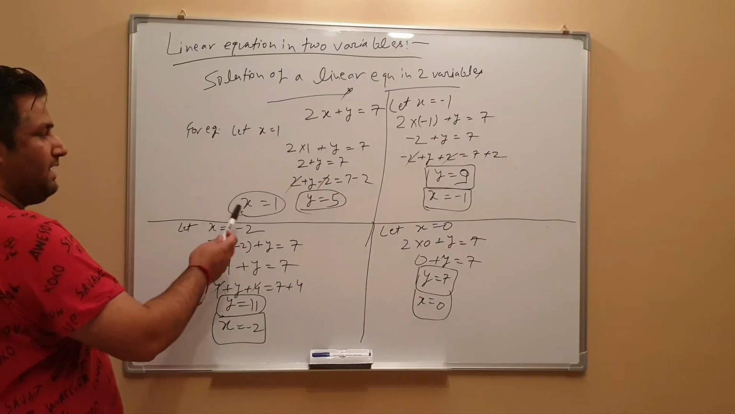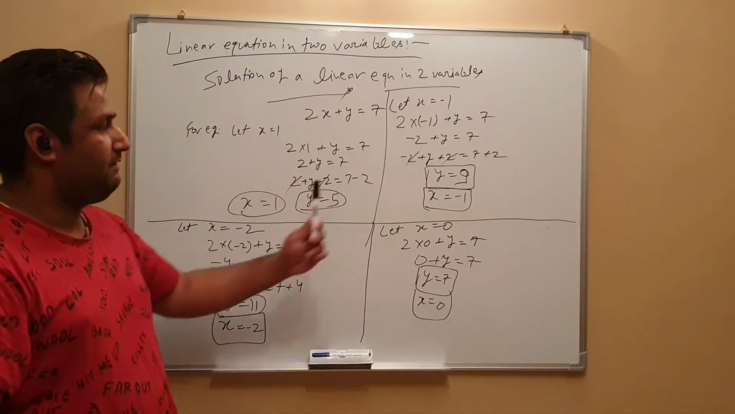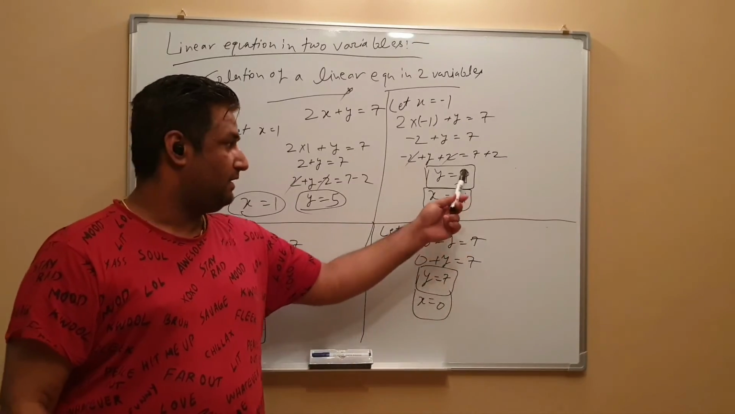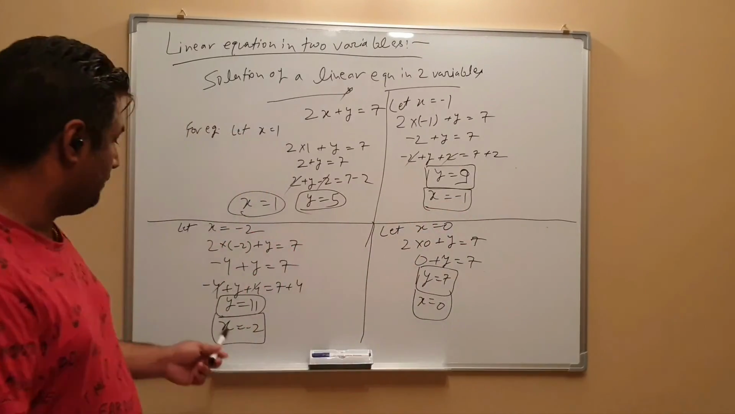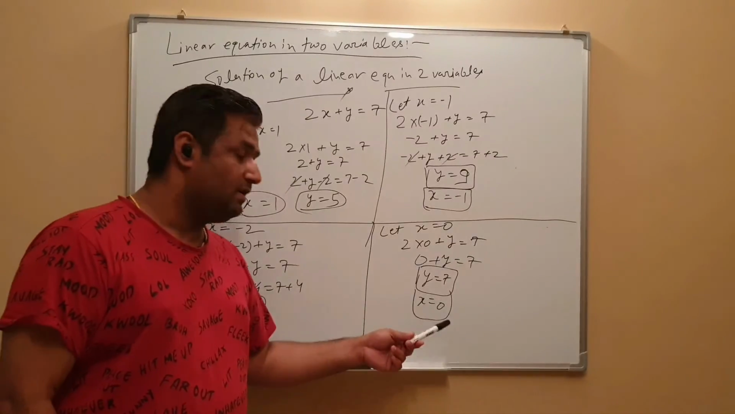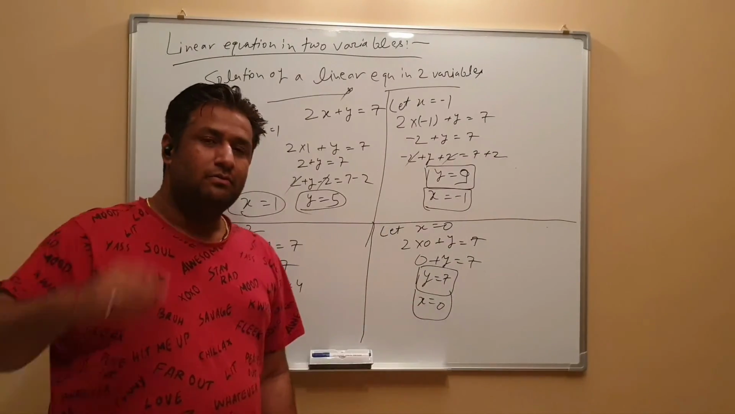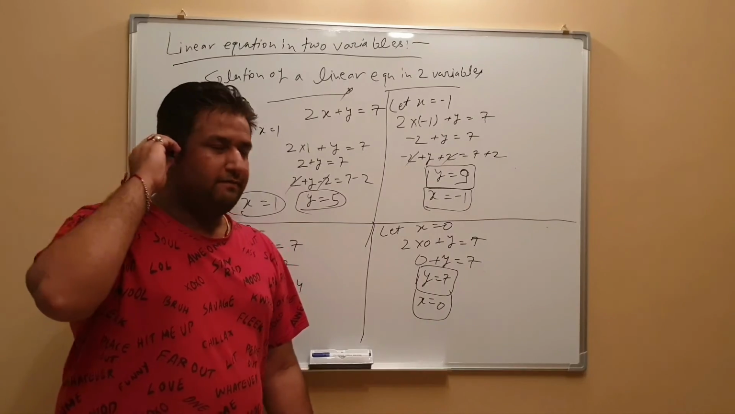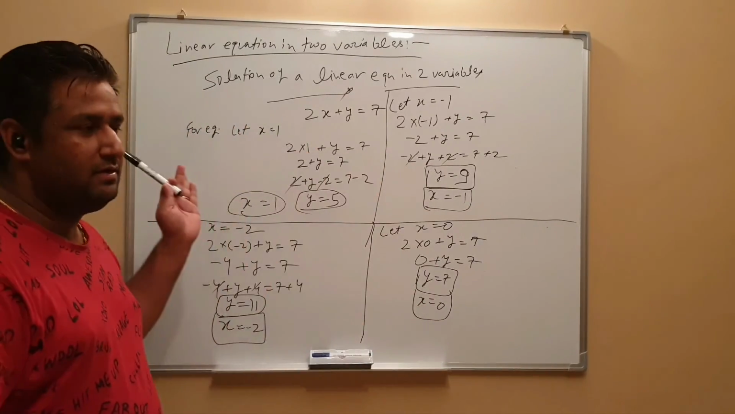The first solution we found is x equals 1 and y equals 5. The second one is x equals negative 1 and y equals 9. The third solution is x equals negative 2 and y equals 11. And the fourth one is x equals 0 and y equals 7. So this is how we found the 4 solutions for this given equation.